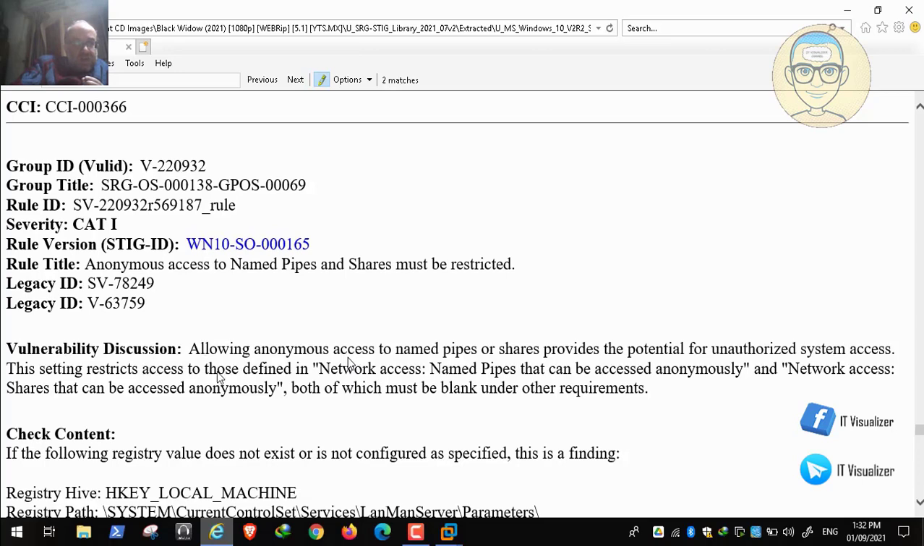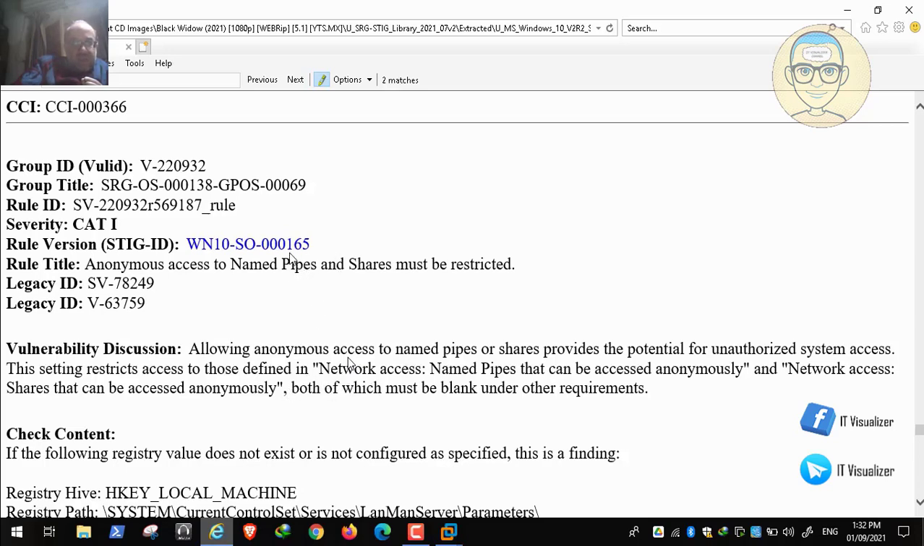So the setting is restricted to those defined. Named pipes can be accessed anonymously, and shares can be accessed anonymously. There are two group policies we should configure before configuring this one. One is "named pipes can be accessed anonymously", which we need to disable, and the other is "shares can be accessed anonymously". We need to disable both, and then we can disable this as well.